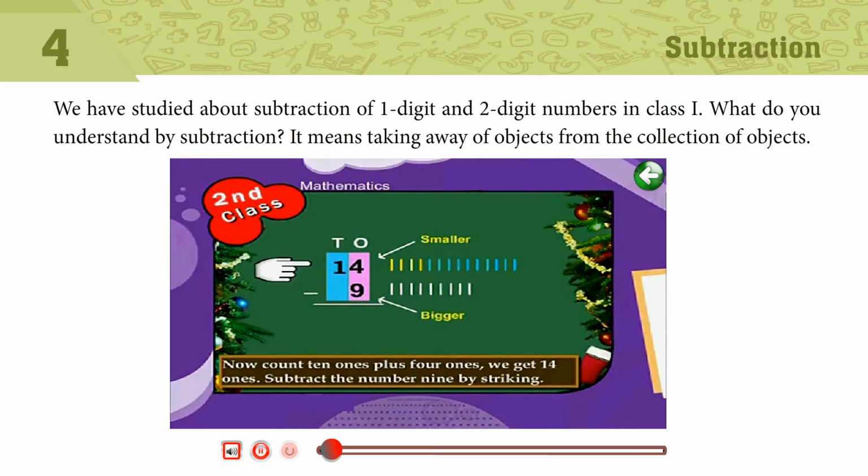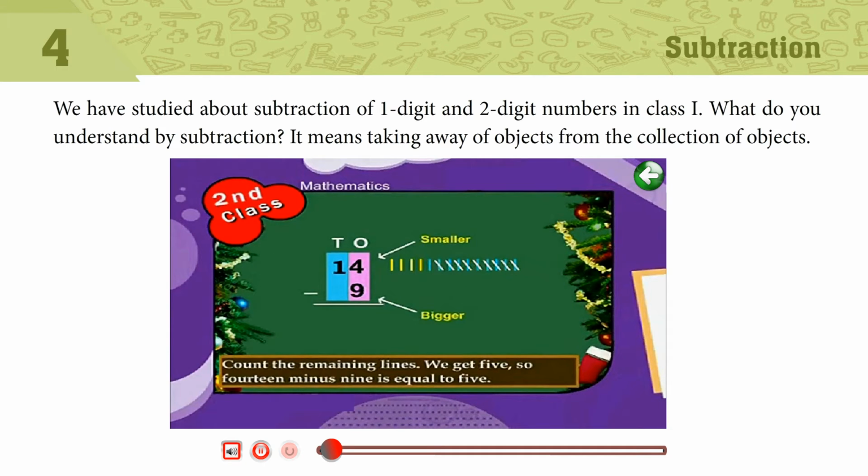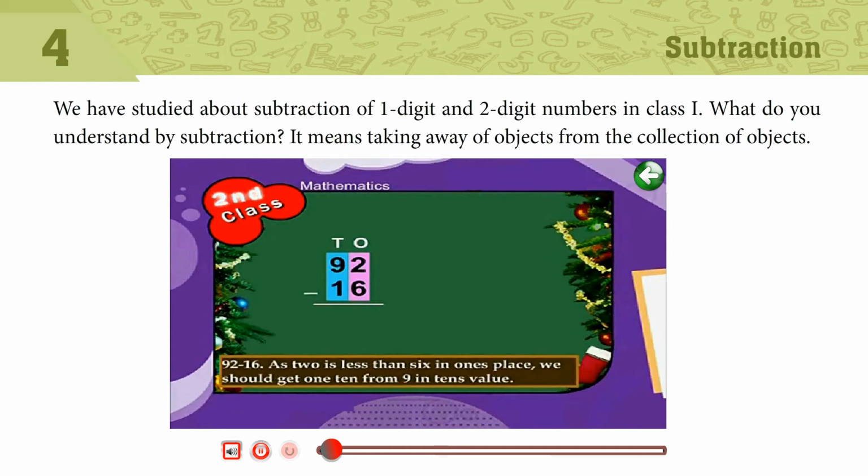Now, count 10 ones plus 4 ones. We get 14 ones. Subtract the number 9 by striking. Count the remaining lines. We get 5. So 14 minus 9 is equal to 5. Here is another example.